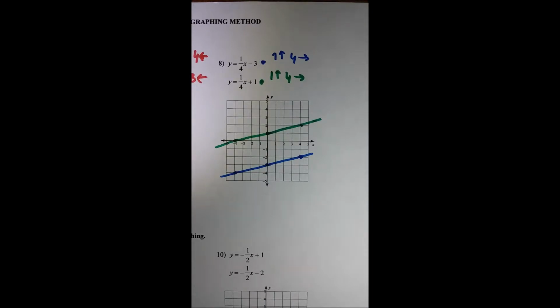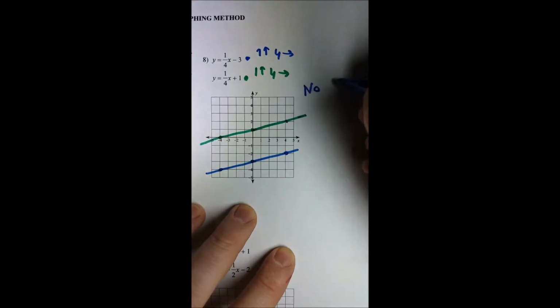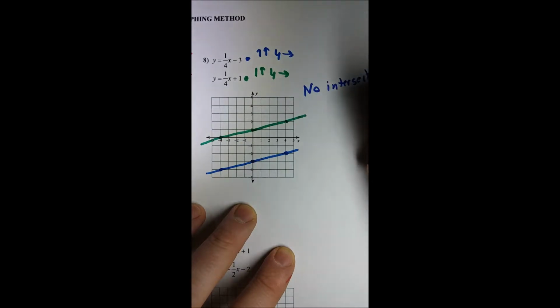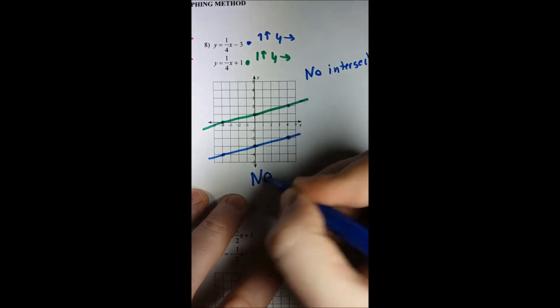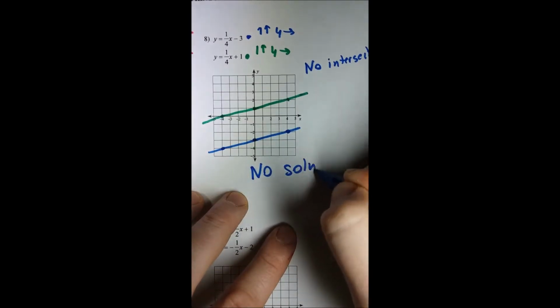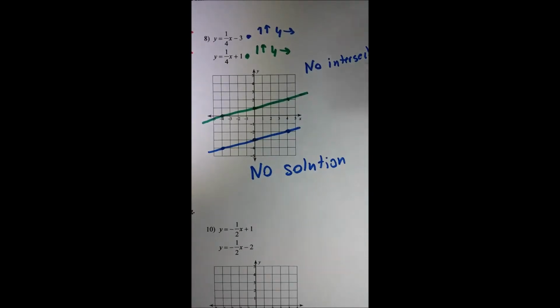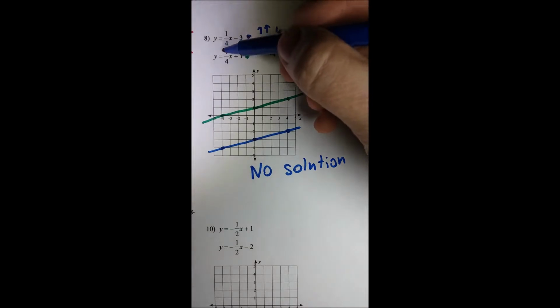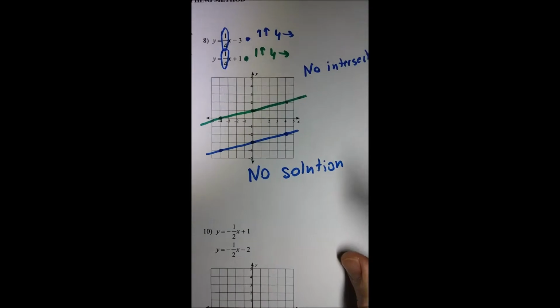Now, our goal is to find out where they intersect. The answer is no intersection. Sorry, that's not the answer. No intersection. The answer is no solution. The reason why is no solution is because these two will never intersect. And here's how I can tell. If the slopes of the line are the same, of both lines, they'll never intersect.